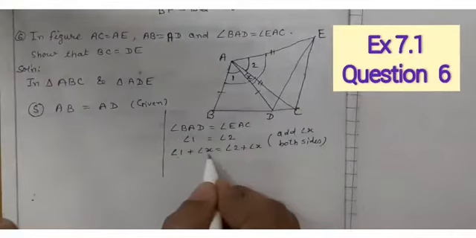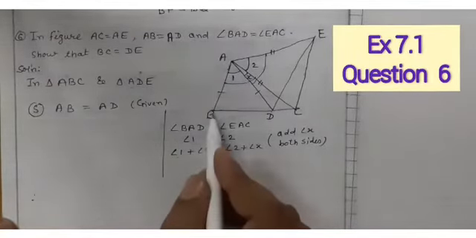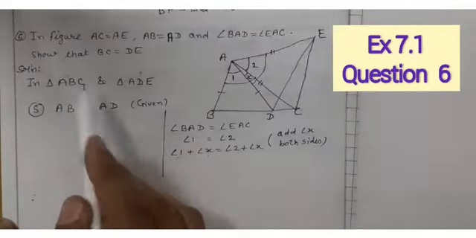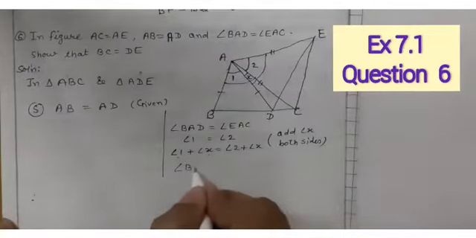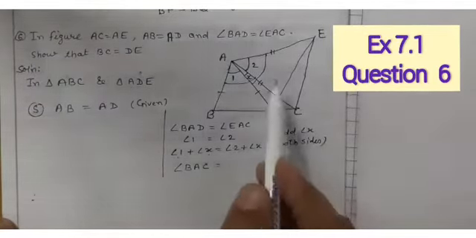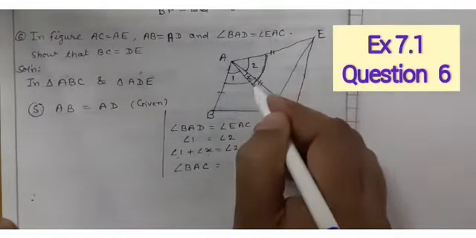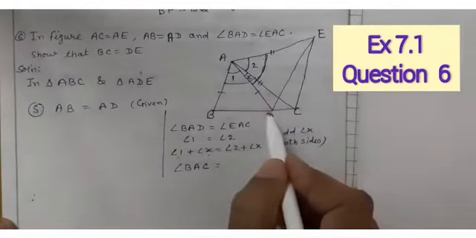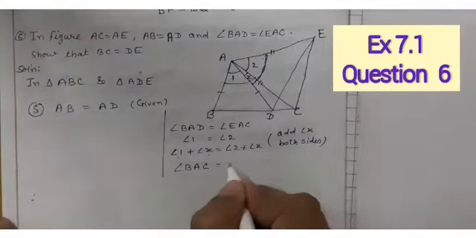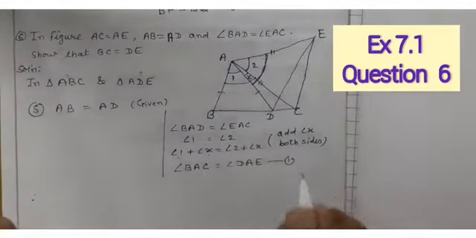What is the meaning of angle 1 plus x? This is BAC. And angle 2 plus x is this one. This is your DAE, angle DAE. Both are equal. Mark it equation number 1.